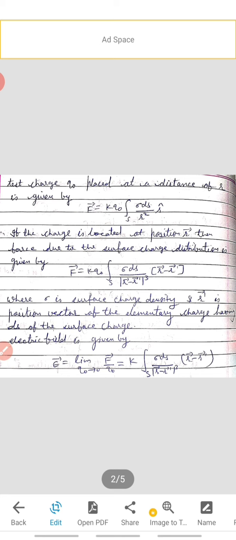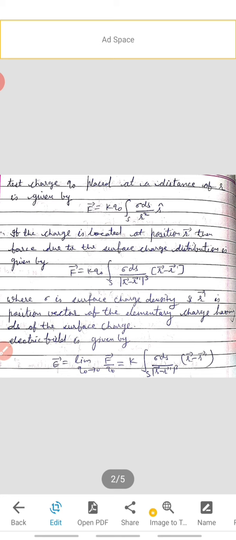In the previous class, in the case of linear charge distribution or line charge distribution, there was lambda, the linear charge density. But here sigma is surface charge density, and r dash is position vector of the elementary charge having ds of the surface charge.